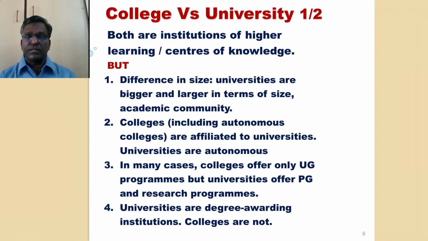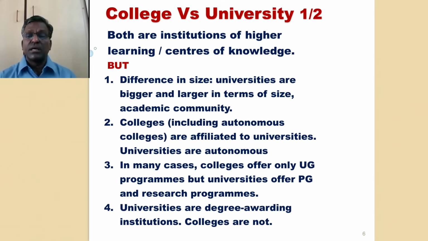So the second difference, colleges are affiliated to universities, whereas universities are autonomous. So universities are larger bodies, they are autonomous, and colleges are smaller bodies, smaller units, and they are not independent units, they are dependent on the university to which they are affiliated. So that is the second difference.